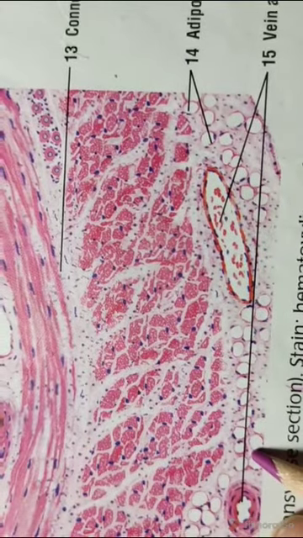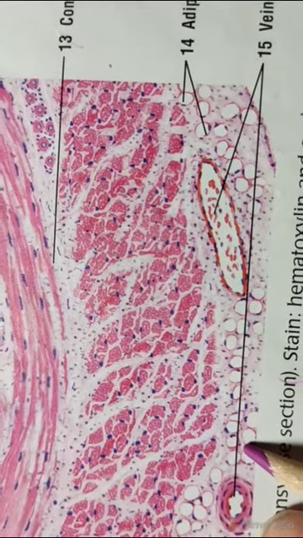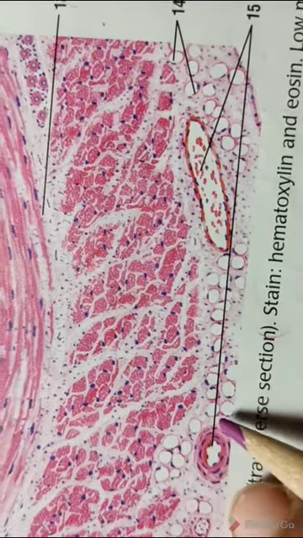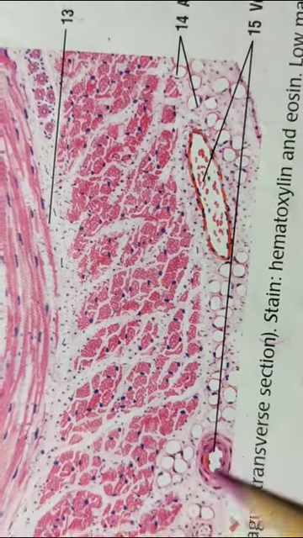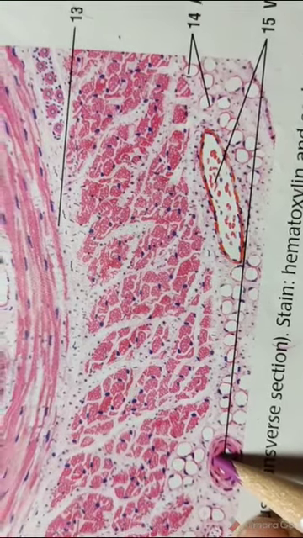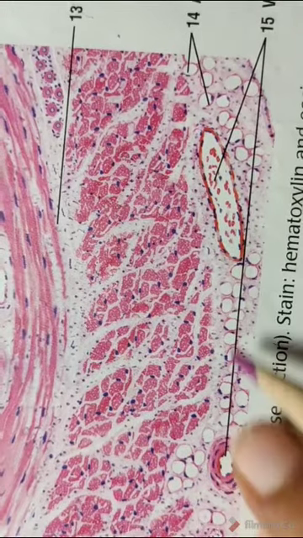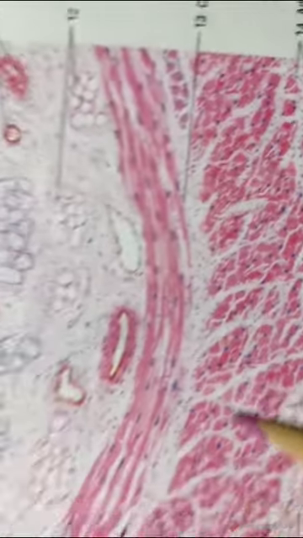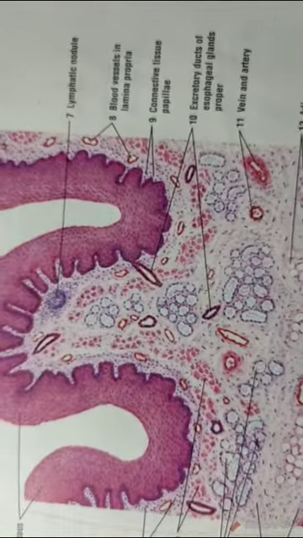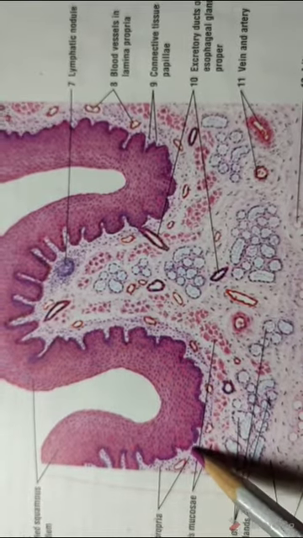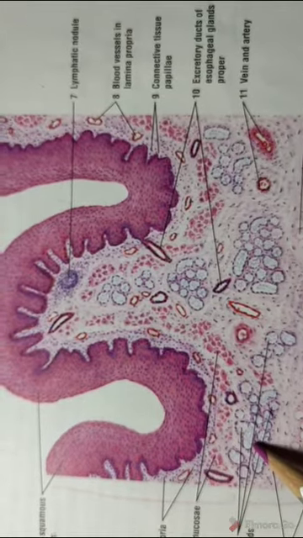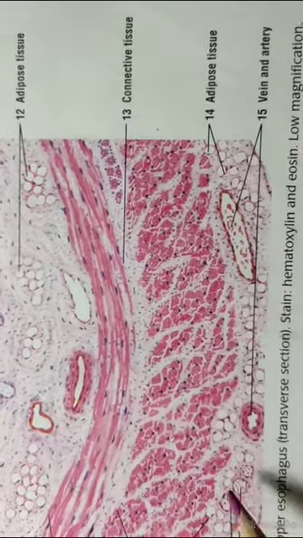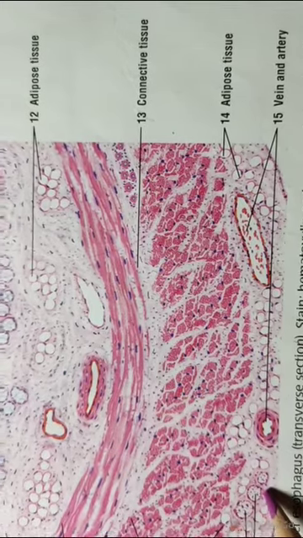And then the last layer is the adventitia, which also consists of connective tissue, the blood vessels which are going inside the wall of the esophagus, and the adipose tissue. So there are 4 layers of the wall of the esophagus. Number 1 is the mucosa, number 2 is the submucosa, number 3 is muscularis externa, and then adventitia in most of its part.